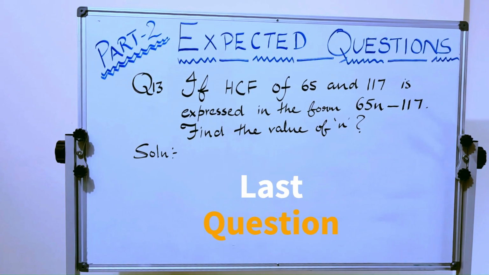Next question is, if HCF of 65 and 117 is expressed in the form 65 n minus 117, find the value of n. So here we first have to find the HCF of 65 and 117.